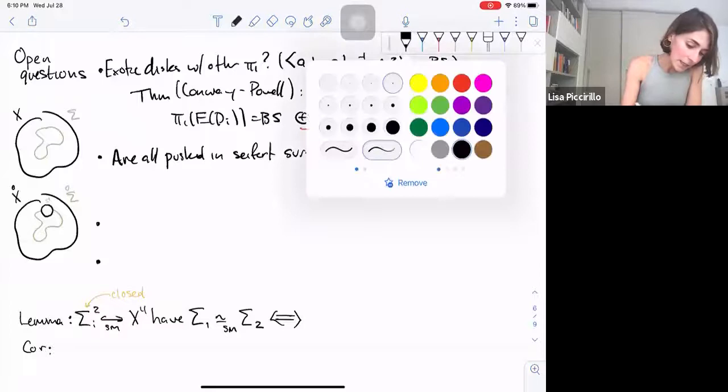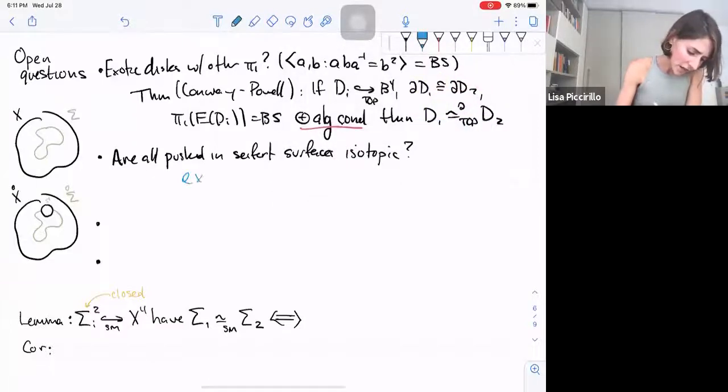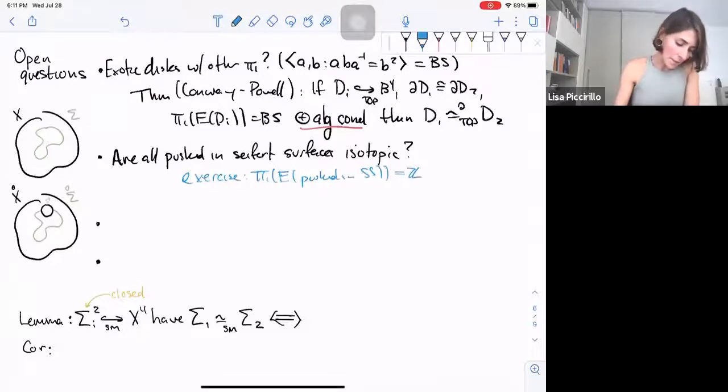And in fact, something you can check is that pi 1 of the exterior of a pushed in Seifert surface is Z. But we don't know the answer to this. And I think this is a really nice kind of elementary question.